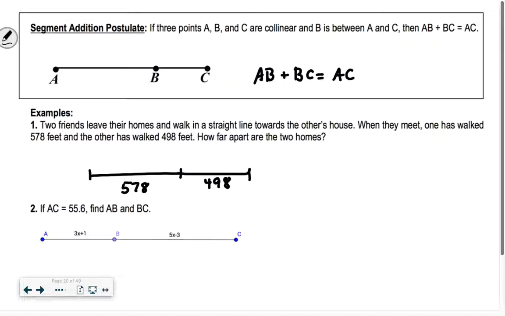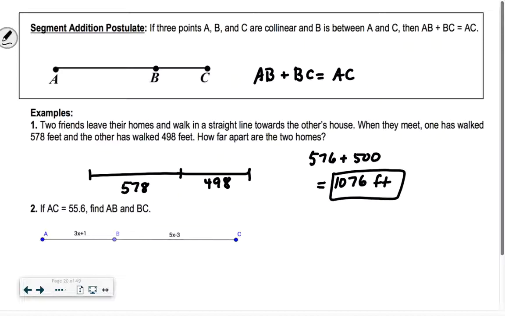Now think about our mental math skills. So often you guys are so quick to pull out a calculator. All right, if I have 498, how many more do I need to get to 500? 2 more. So I'm going to take 2 away from 578. So I really have 576 added to 500. Can we do that without a calculator? 1,076. Units? Feet. That is correct.